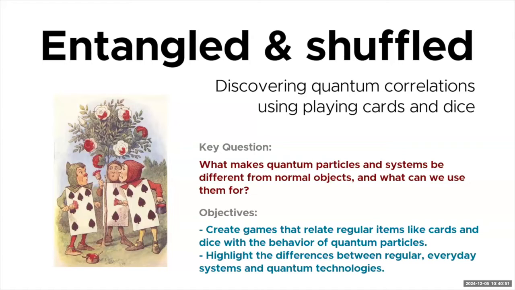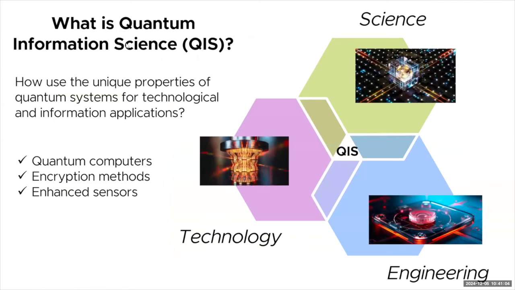As I was trying to say, the main question we're trying to answer is what makes quantum particles and systems different from normal objects, and how can we use them. The field of quantum information science is very multidisciplinary. It sits right at the intersection of science, technology, and engineering. And the main question is how can we harness these properties of quantum systems for some technological applications, like making quantum computers or encryption methods more safe, or even sensors that enhance.